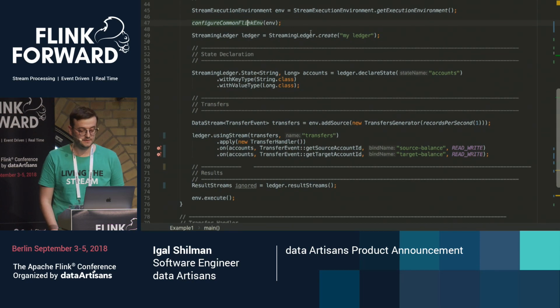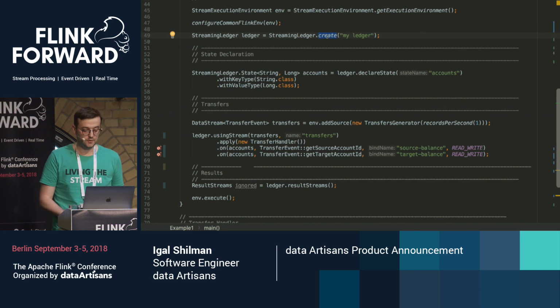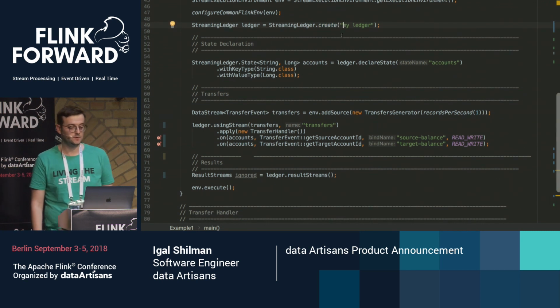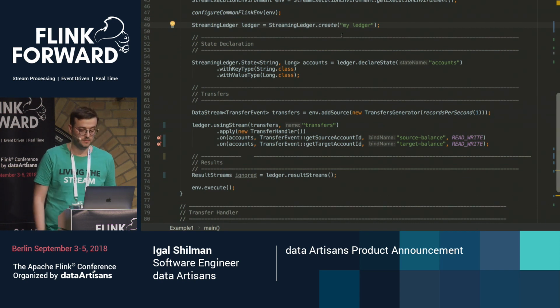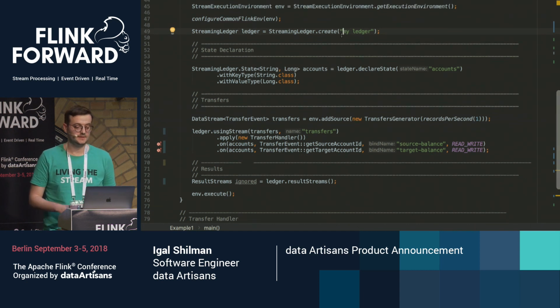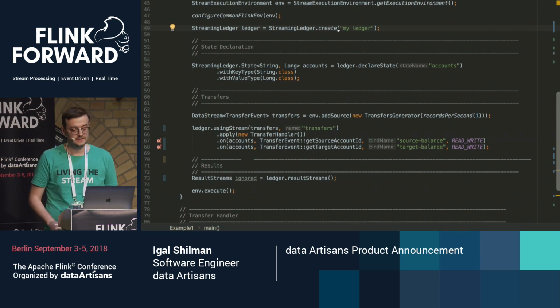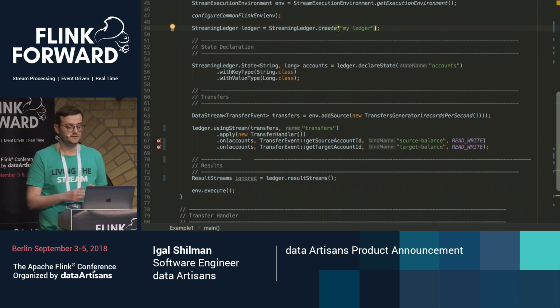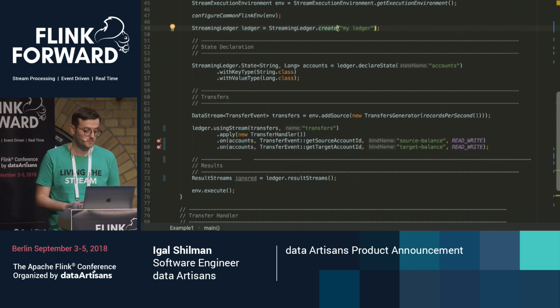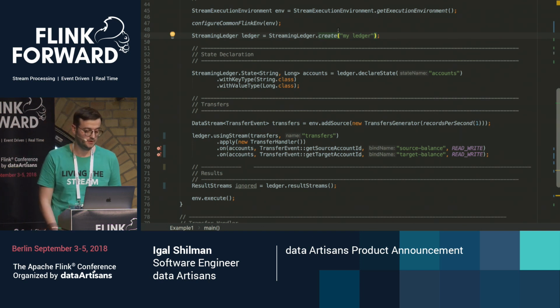And here enters the entry point to the streaming ledger. So we are creating a streaming ledger. We give it a name, and from now on, all the operations that we will be performing on that ledger will be bound to that name. So it gives us some sort of namespace that allows us to nicely encapsulate all the state and the transactional functions under that name. And with that, we can also execute multiple ledgers within a single application.